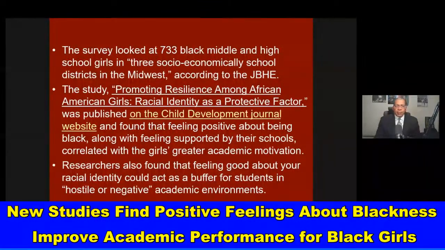different school districts in the Midwest. The study, called Promoting Resilience Among African American Girls, Racial Identity as a Protective Factor, was published on the Child Development Journal website, and found that feeling positive about being Black, along with feeling supported by their schools, correlated with the girls' greater academic motivation. Researchers also found that feeling good about your racial identity could act as a buffer for students in hostile or negative academic environments.